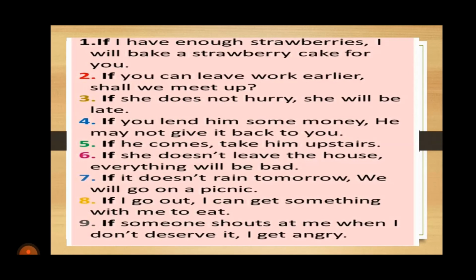So this is for if I have enough strawberries I will, this comes under first conditional clause. If you can leave work earlier shall we meet up, if she does not hurry she will be late, if you lend him some money he may not give it back to you, if he comes take him upstairs, if she doesn't leave the house everything will be bad, if it doesn't rain tomorrow we will go on a picnic, if I go out I can get something with me to eat. So all these things will come under first conditional clause.